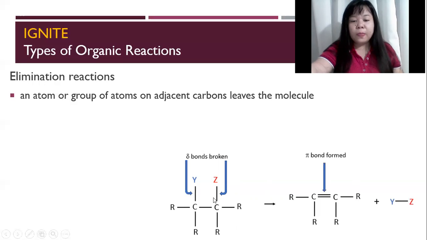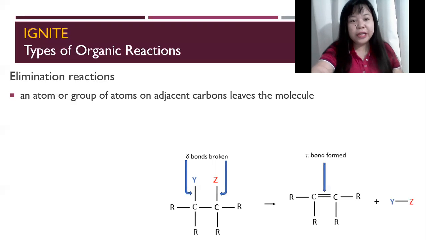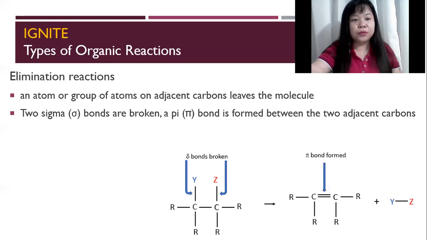However, whether the electrons have been distributed equally between Y and carbon and between Z and carbon will be discussed specifically depending on the specific situations or mechanisms that would happen, which will be discussed to you later in succeeding modules.